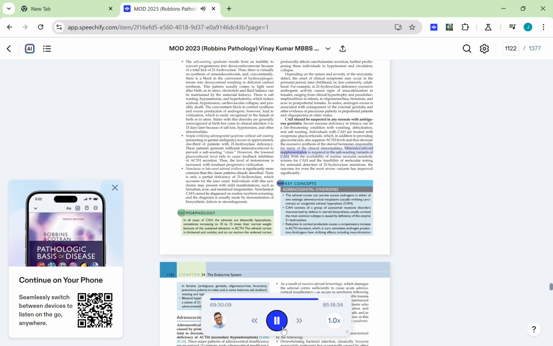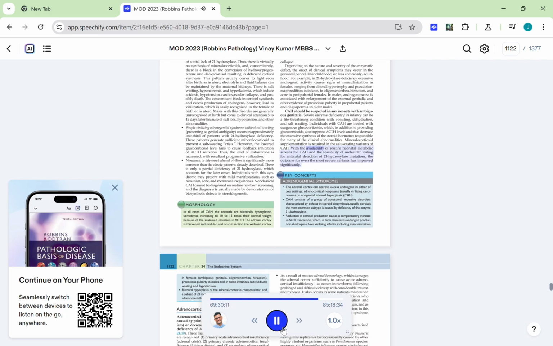Mineralocorticoid supplementation is required in the salt-wasting variants of CAH. With the availability of routine neonatal metabolic screens for CAH and the feasibility of molecular testing for antenatal detection of 21-hydroxylase mutations, the outcome for even the most severe variants has improved significantly.